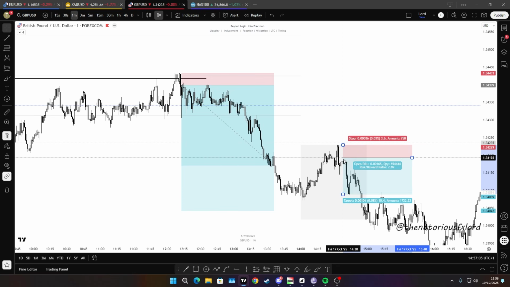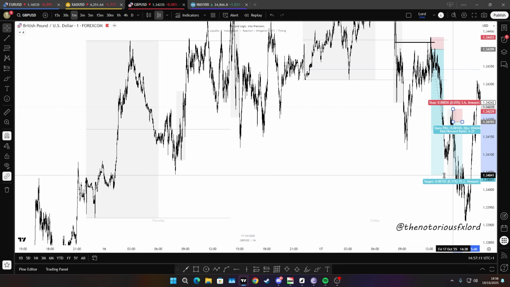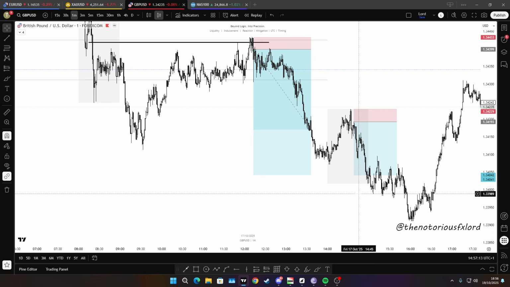So if you guys want to know about this entry model, if you want to learn how you can execute it aggressively, just go to my YouTube channel and you're going to get the volume candle entries video. If I can share that as well, let me really quick do it in here.